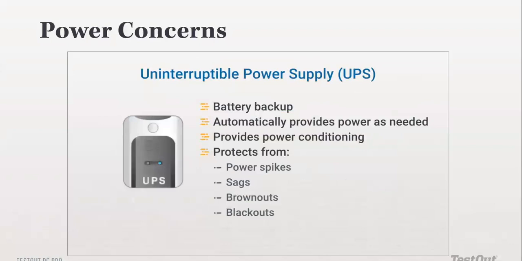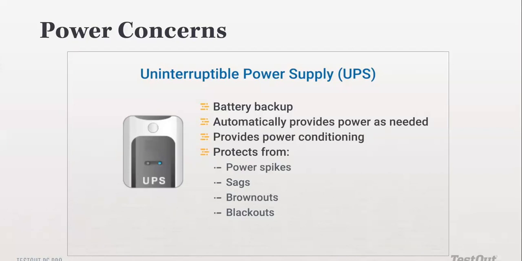UPS protects you from power spikes, from sags, brownouts, and blackouts. Unlike the normal surge protectors that we do have, which could not protect you from sags and brownouts, a UPS can protect you if there is an excess or surplus in electricity. UPS can protect you if there is a scarcity or a shortage in electricity because it has a battery. The battery can fill in that amount of electricity that is lacking.